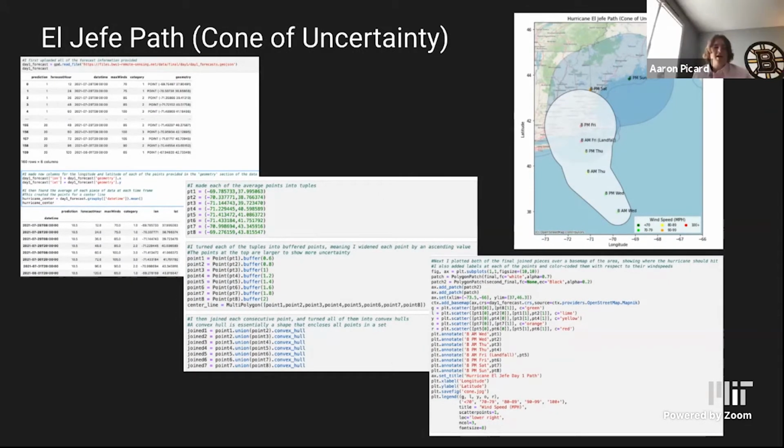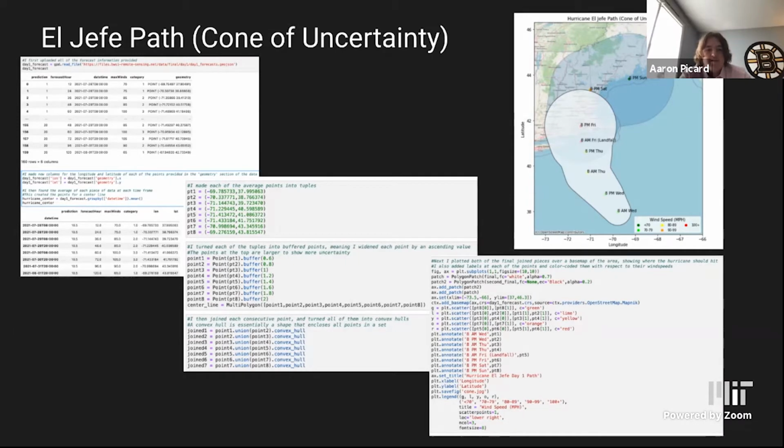All right, so I'm Aaron, and I made the cone of uncertainty. So the first thing that I had to do was import all of the forecast data that was given to us. The next thing I did was I grouped all of the data by their date and time that they were collected, and I found the area of each point of data inside each data frame, including the max winds, latitude, and longitude. The next thing I did was I created tuples of each of the latitudes and longitudes in order to make points on the map.